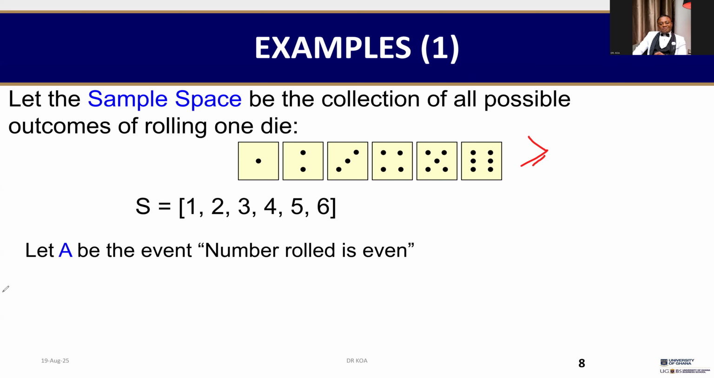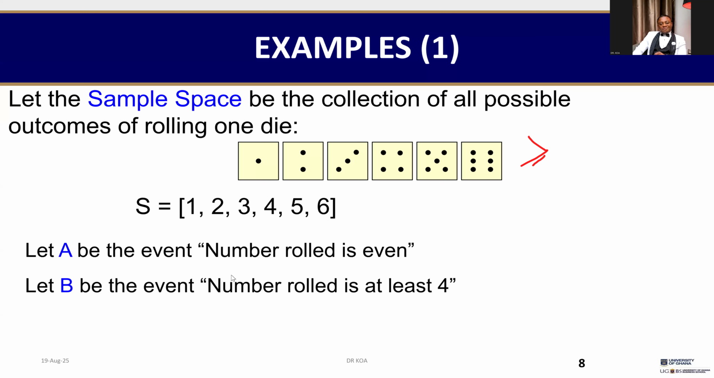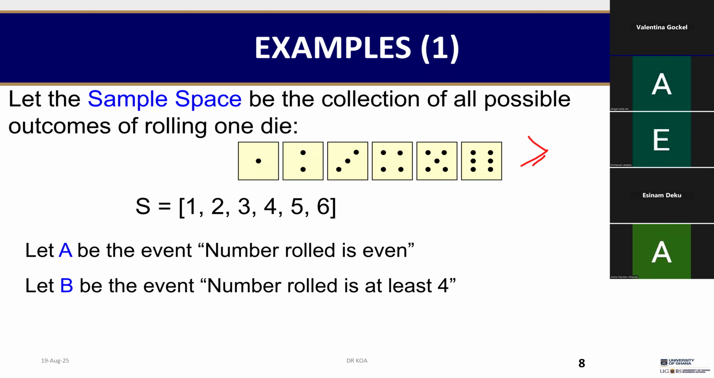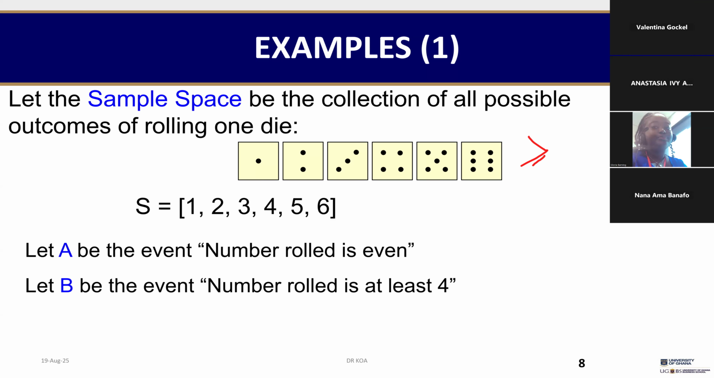Now, with that in mind, what would be the elements of the number rolled is at least 4? B, what are the elements of B? You can tell me all the elements of B. Valentina. Sir, please, 4 and 6. Is that your final answer? Yes. Oh, sorry, sir. 4, 5, and 6. So that's why you should always double check.